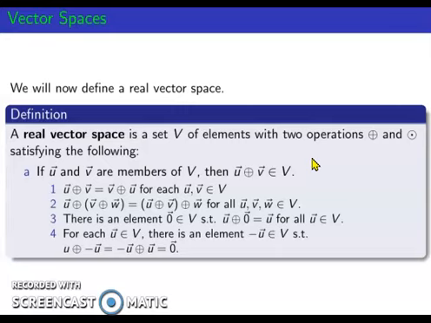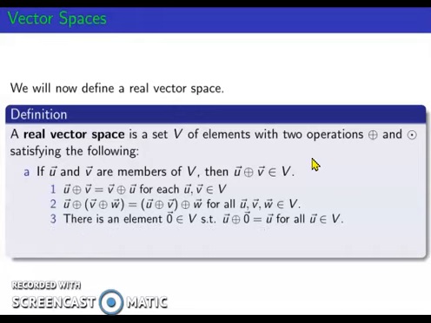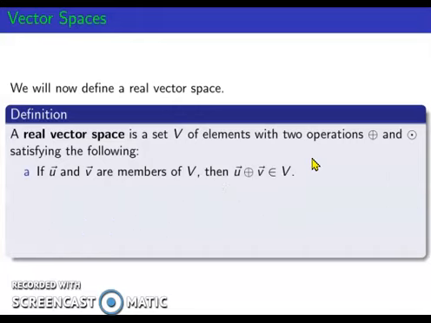Okay? So, this definition says that a real vector space is just a set V of elements. In this case, we have two operations. These are two operations satisfying the following. First, if U and V are members of V, then the sum of two vectors is in V. This is called the closure property.